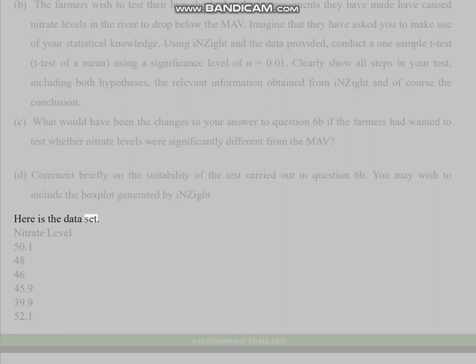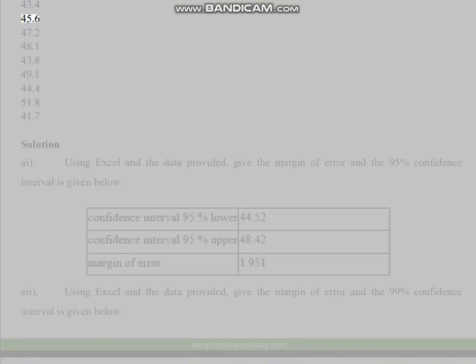Here is the data set. Nitrate level: 50.1, 48, 46, 45.9, 39.9, 52.1, 43.4, 45.6, 47.2, 48.1, 43.8, 49.1, 44.4, 51.8, 41.7.